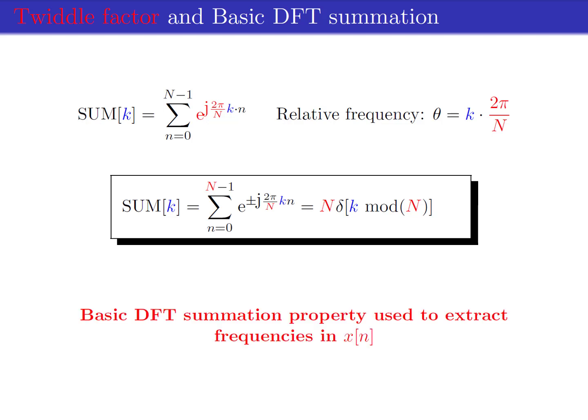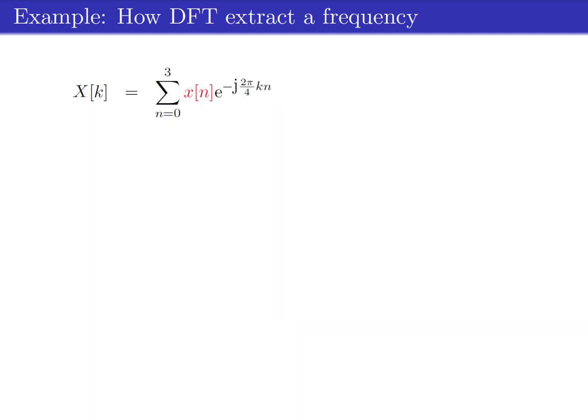In the following example, we will show that this basic DFT summation property is used in the DFT algorithm to find which frequencies are present in the N samples of signal x[n]. By applying the DFT operation to the signal samples x[n], we try to find the relative frequencies which are hidden in the signal samples x[n].